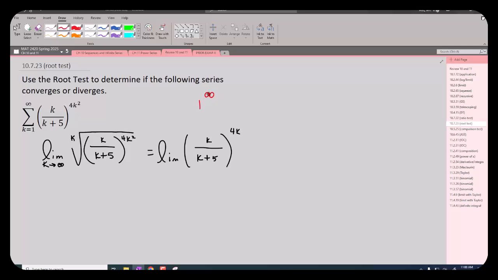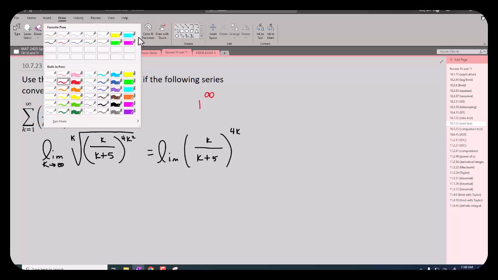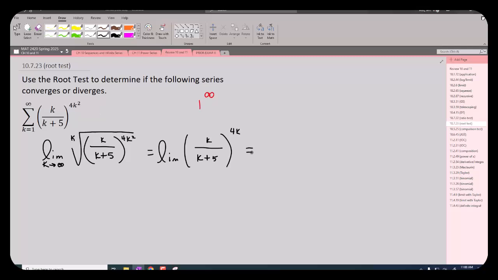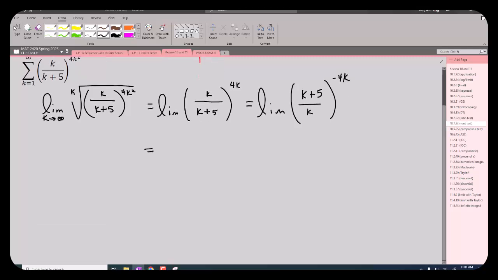Now this question didn't ask us to use the log limit process, so we're allowed to use the shortcut. So the simplest way here is to rewrite the base by flipping it. And if you flip the base, you toggle the exponent. Flip and toggle. And then we can split the fraction in the base so that we have the limit of 1 plus 5 divided by k to the negative 4k. Now it's in the proper form. And what are we going to get for that limit? E to the negative 20. E to the negative 20.